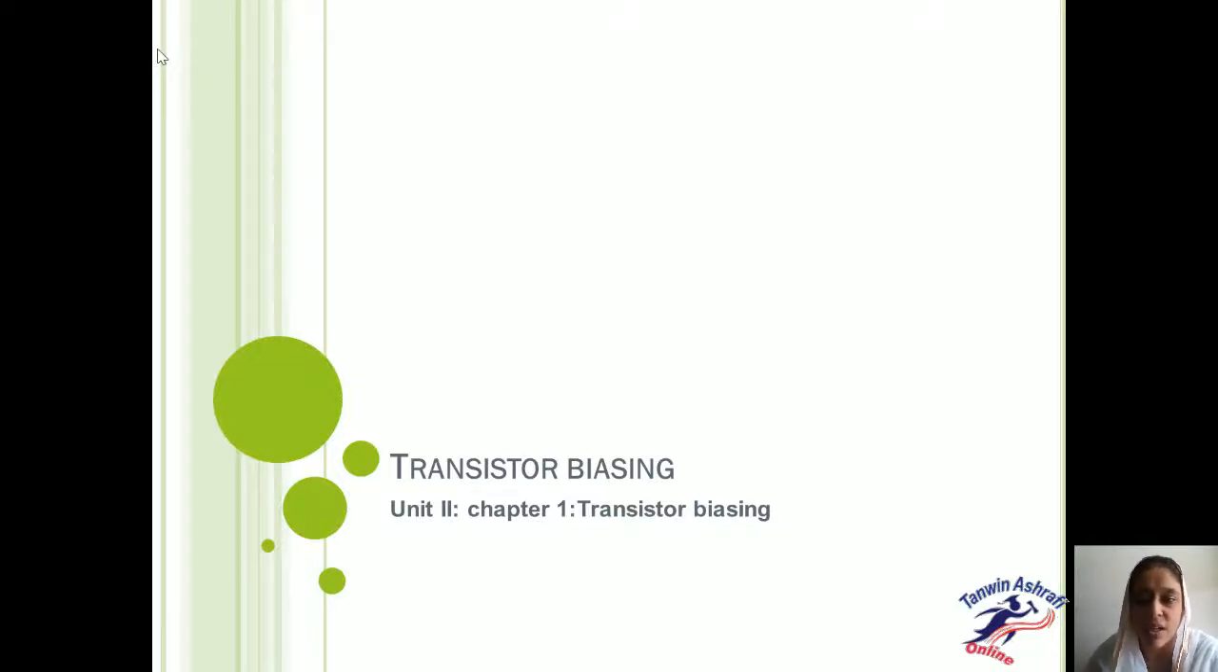Unit 2 SYBSC. In Unit 2, the first topic is transistor biasing.